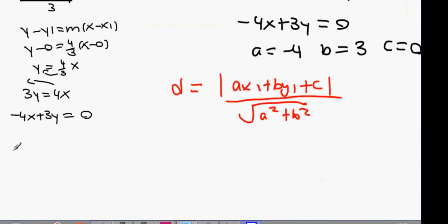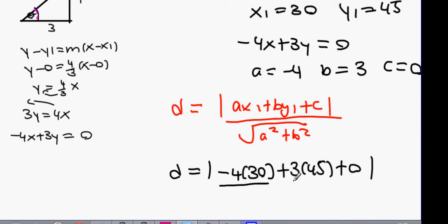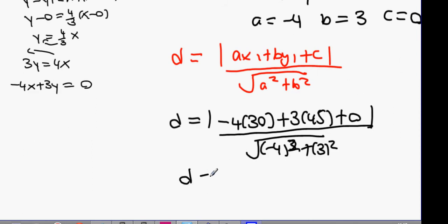Okay? So what we're going to get here is distance equals minus 4 times x1, x1 is 30, plus b times y1, plus 3 times 45, plus 0, all divided by the square root of minus 4 squared plus 3 squared. And then put that in. What we should get is minus 120 plus 135 is 15. We should get the modulus of 15 divided by 5. The distance is 3 kilometers.